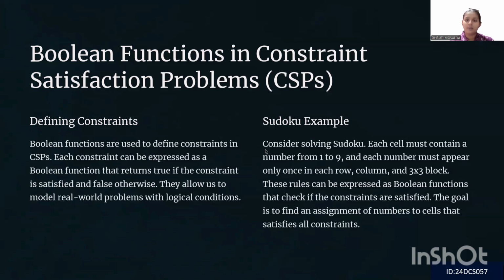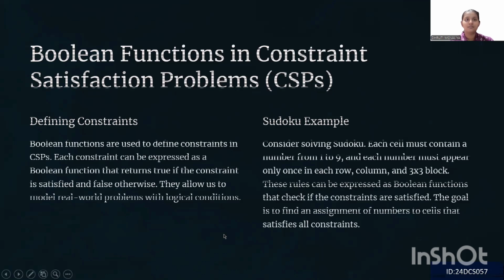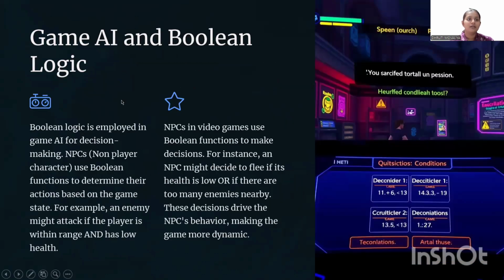See the Sudoku example. Consider solving Sudoku. Each cell must contain a number from 1 to 9, and each number must appear once in each row, column, and 3 by 3 block. These rules can be expressed as a Boolean function that checks if the constraints are satisfied. The goal is to find an assignment of numbers to cells that satisfies all the constraints.